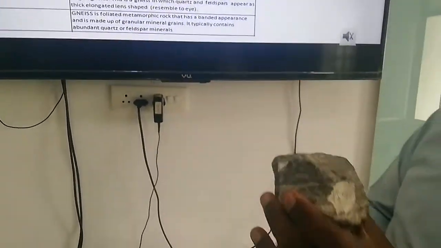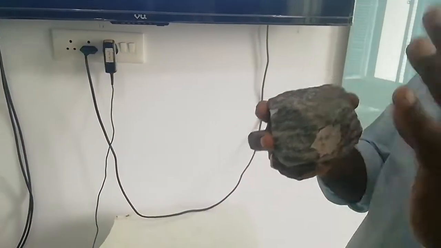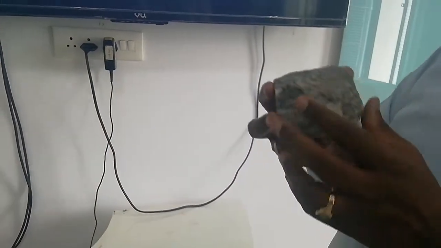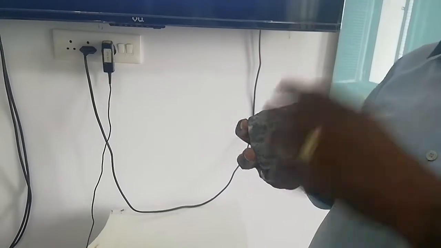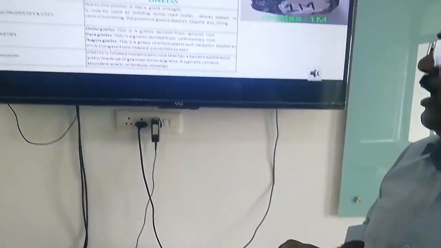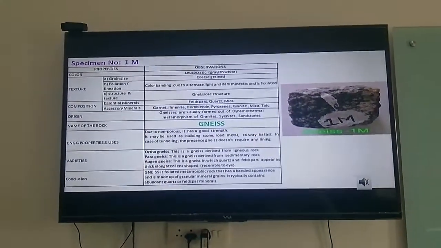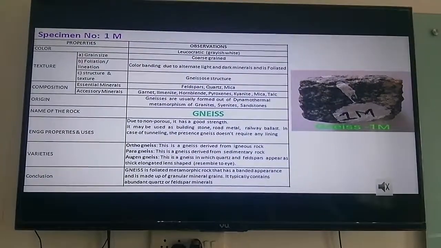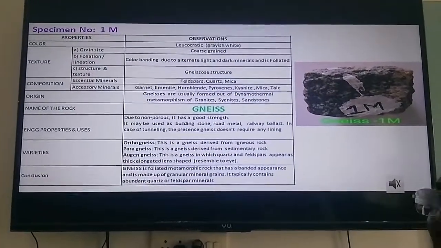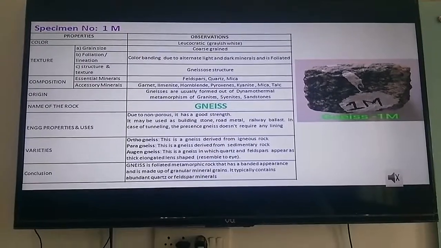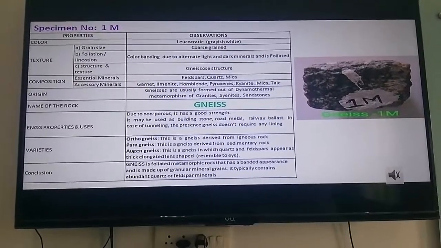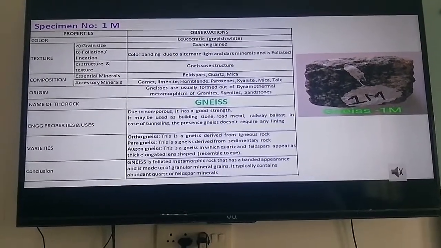Even in case of tunneling, it doesn't require any lining. The varieties we can find are orthogneiss, paragneiss and augengneiss. Gneiss is a foliated metamorphic rock that has a banded appearance and is made up of granular mineral grains. It typically consists of abundant quartz and feldspar minerals.